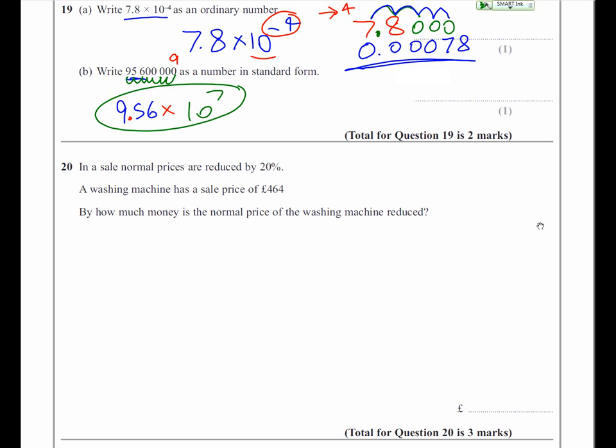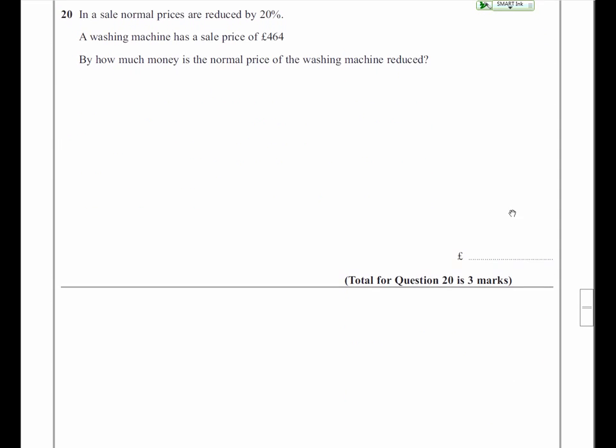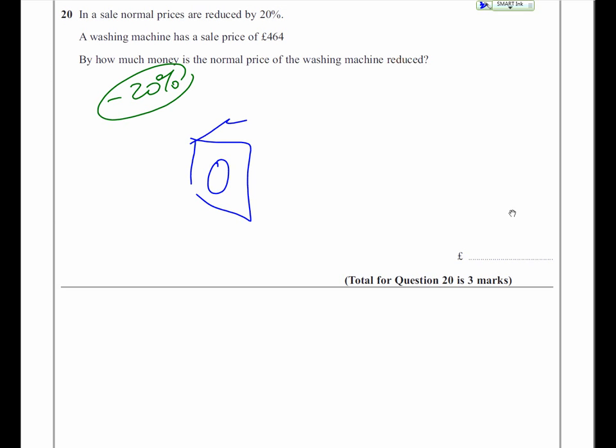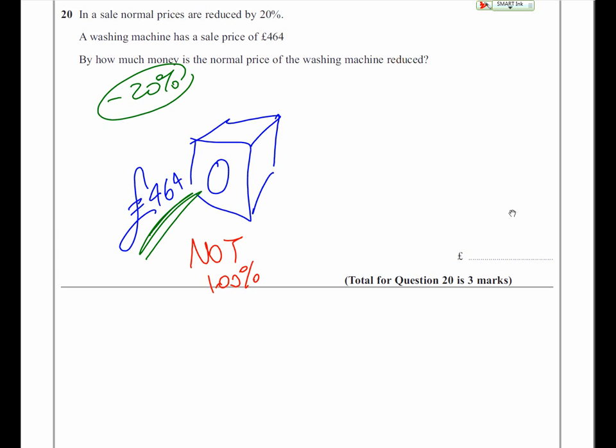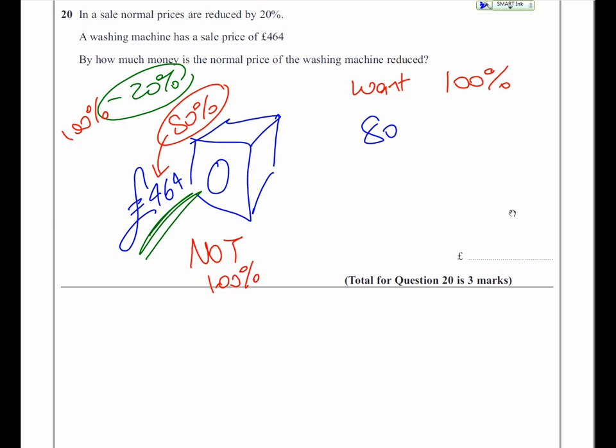Okay. Moving on. Question 20. In a sale, normal prices are reduced by 20%. A washing machine has a sale price of £464. How much money is a normal price? So that's had 20% knocked off, so that's not 100%. We want 100%. We don't know it. How much do we know? Well, you started with 100 and you took off 20, so that's 80%. Okay, so that means we know that 80% equals 464, and we want to know 100.